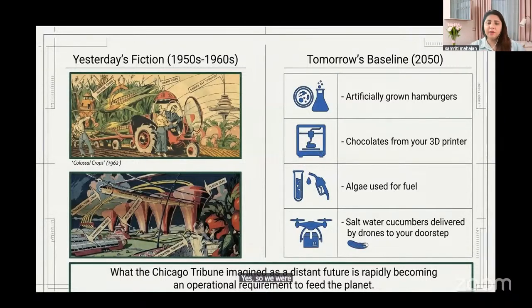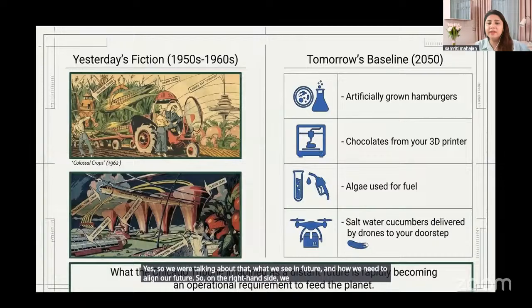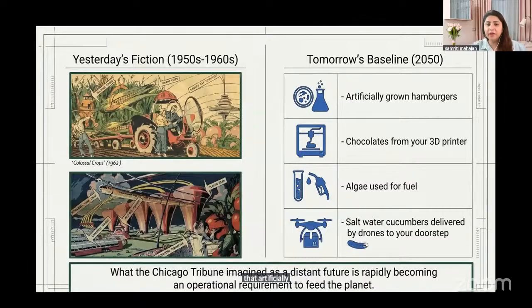Yes. So we were talking about what we see in the future and how we need to align our future. On the right-hand side, we can see tomorrow's operational baseline: artificially grown hamburgers are already commercially available in Singapore and the US. Even chocolates from 3D printers are already in production in confectionery supply chains. How this is coming, how they are creating this in agriculture vision, we need to know. And saltwater cucumbers delivered by drone: last-mile delivery is being piloted across Asia, Europe, and Africa right now.